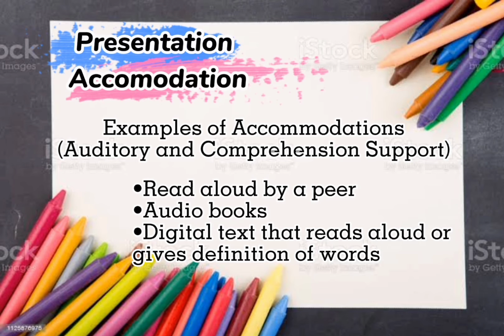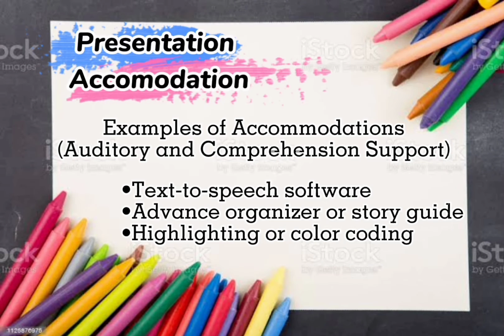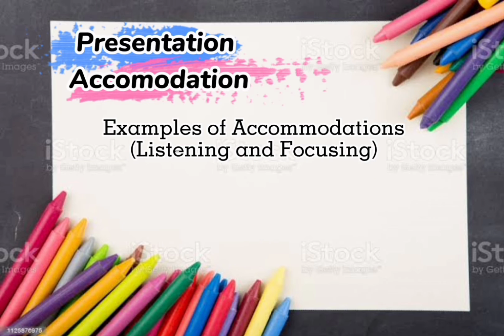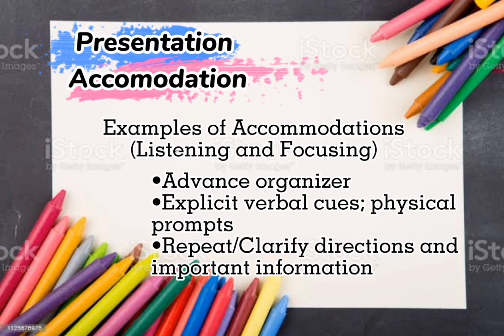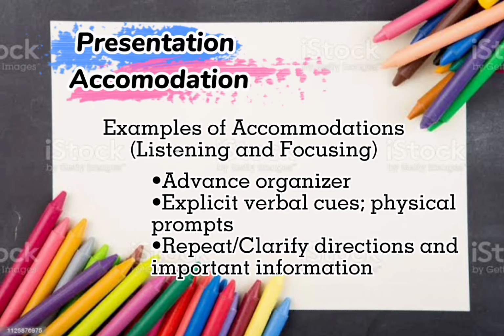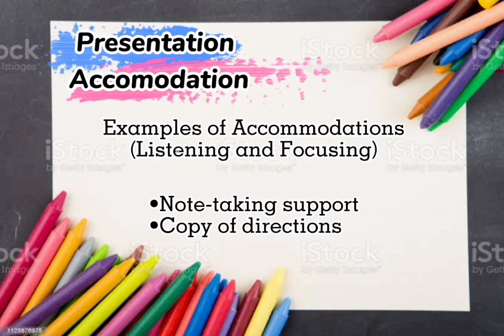Examples of accommodations in auditory and comprehension support are read aloud by a peer, audiobooks, digital text that reads aloud or gives definition of words, text-to-speech software, advanced organizer or story guide, and highlighting or color coding. Examples of accommodation in listening and focusing are advanced organizer, explicit verbal or visual cues, physical prompts, repeat or clarify directions and important information, note-taking support, and copy of directions.